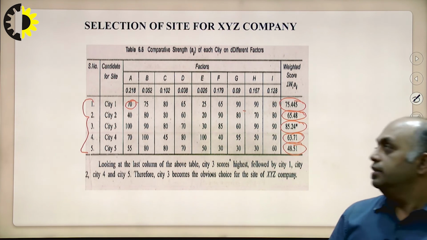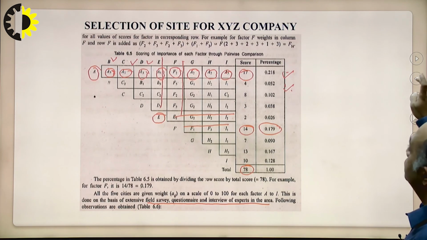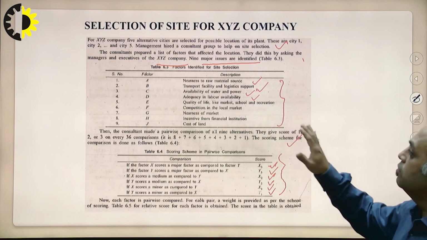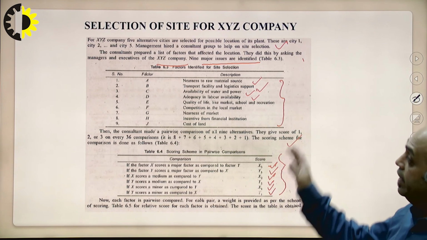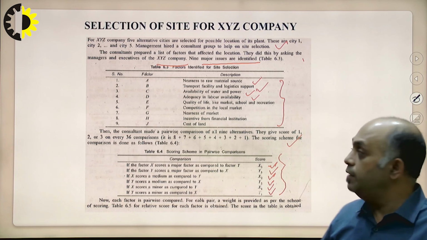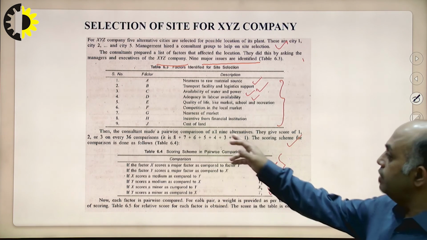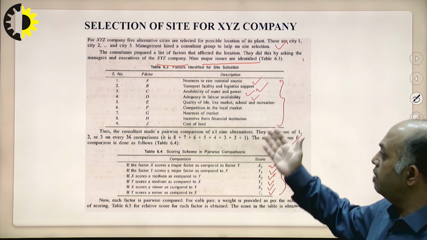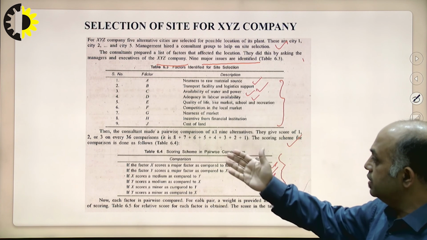And if I really look at these factors, A is basically nearness to raw material source. So, A is playing a very important role. If you see in the percentage also, A is playing a very, very important role. The cost of land is the lowest one. Availability of water and power, adequacy in labor availability, competition, all these factors are there.